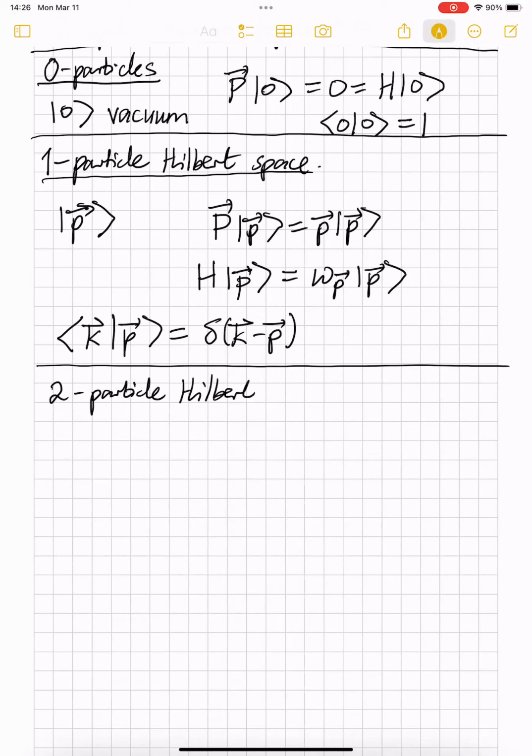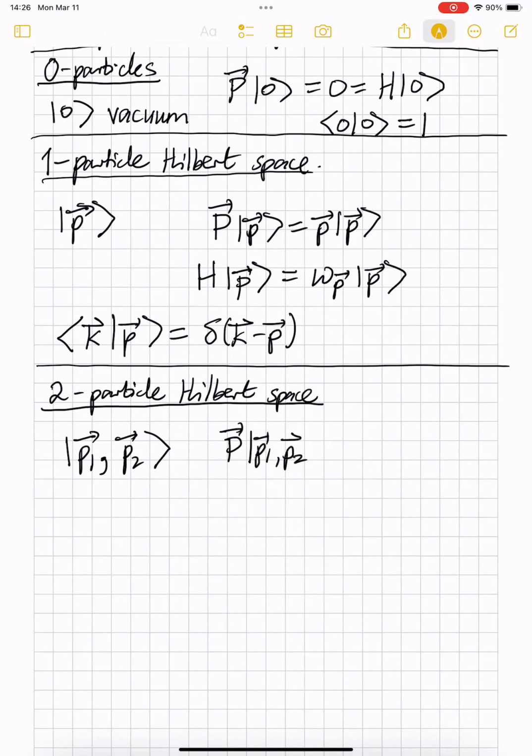Well, if I have 2 particles, they can each have a momentum. So now I would label my state with the momentum P1 for the first particle and P2 for the second particle. What would the momentum operator give acting on this 2-particle state? Well, it'll just return the total momentum of the state, and that is P1 plus P2.